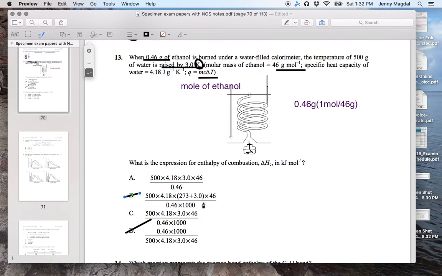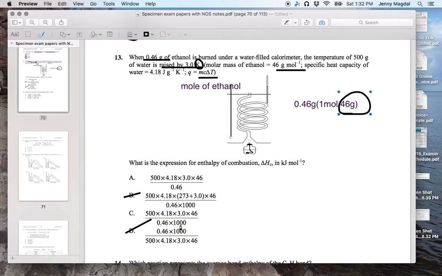Both of them have the 46 on the numerator, which is good. It knew that this might trip up some people, that it would become the numerator when dividing by a fraction, but it just put it on both of those right away. So then we have to look at what's left of it. This one has 0.46 on the bottom. This one has 0.46, but it also has a multiplied by 1,000.